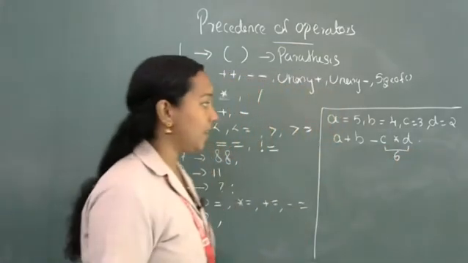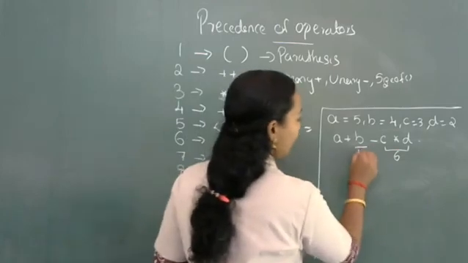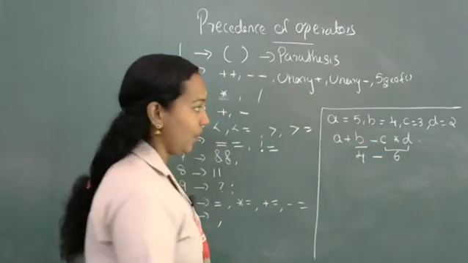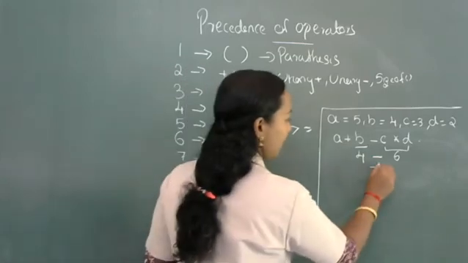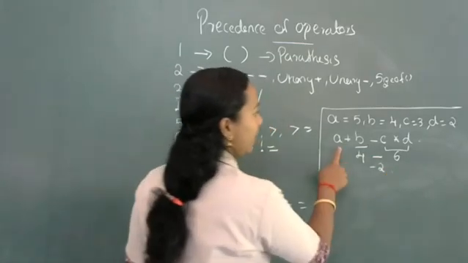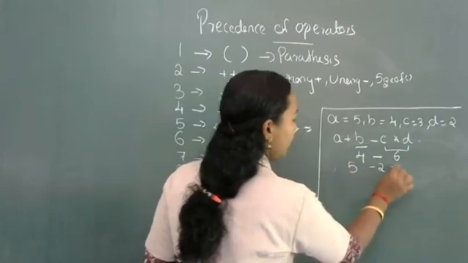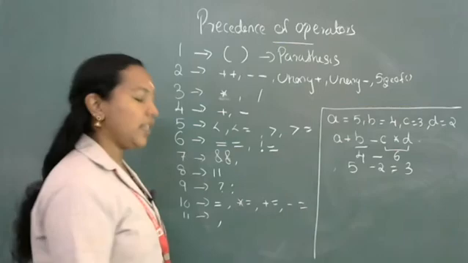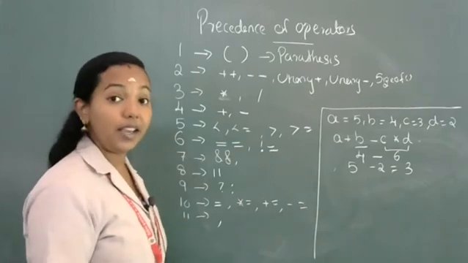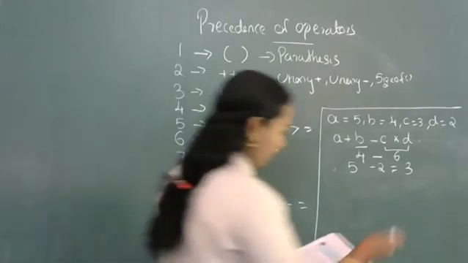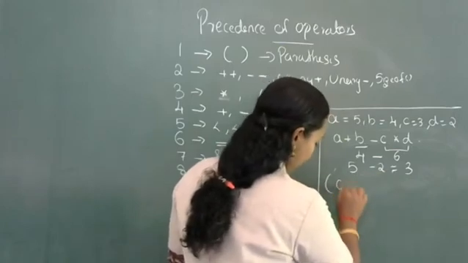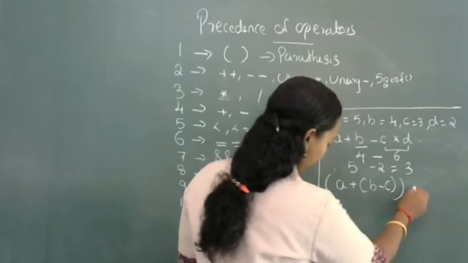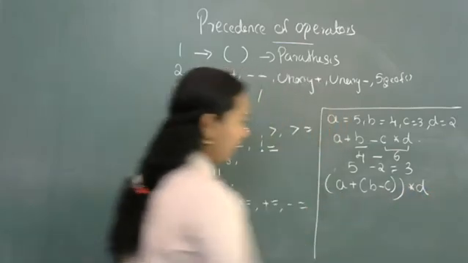3 into 2, 6. Then, what is the value of B? 4. 4 minus 6. Okay. 4 minus 6 is minus 2. Then, what is the value of A? 5 minus 2. What will be the answer? 3. Then, the same expression I am going to use with parenthesis. Okay. Then it will be like this. A plus, open bracket, B minus C, close the bracket, star D.